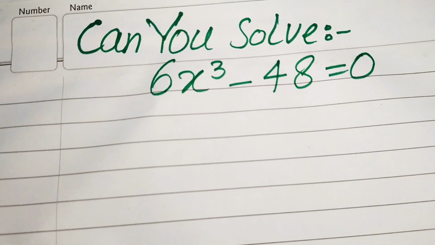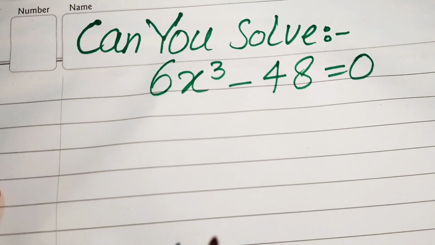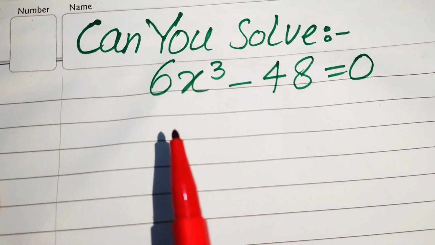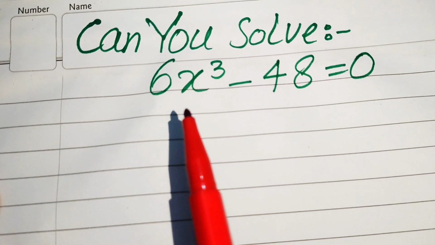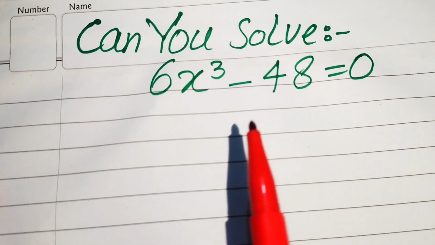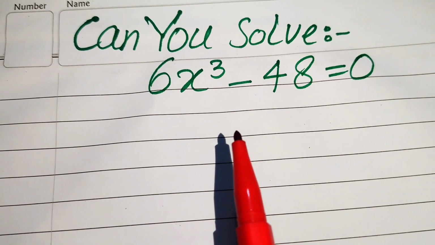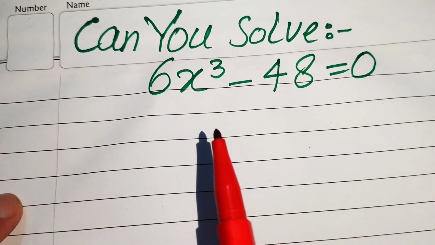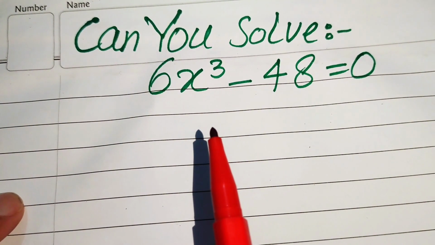Hello everyone, welcome to solve this math Olympiad algebra problem. Here we have a nice cubic equation: 6x³ − 48 = 0. In this question we solve for the values of x.